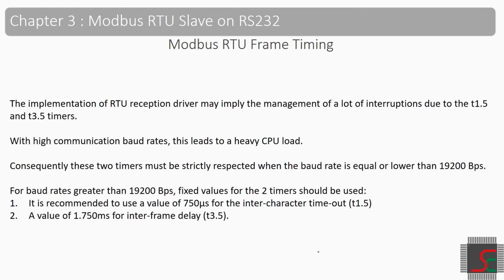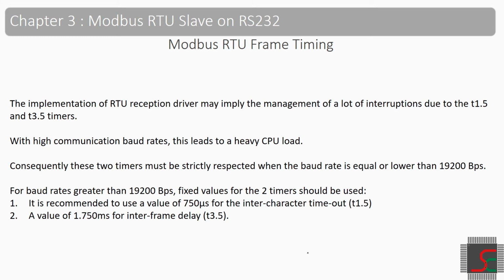The timing character requirements are given in the Modbus specification version 1.02 for serial line. For the baud rate of 19,200 bits per second, the inter-character timeout is 750 microseconds. Similarly, after 1.75 milliseconds, that is 1750 microseconds, is the Modbus interframe delay, meaning the Modbus message shall be completed after this time delay.